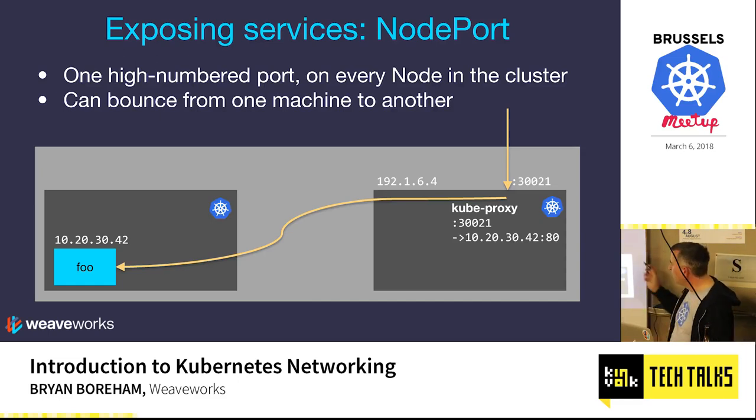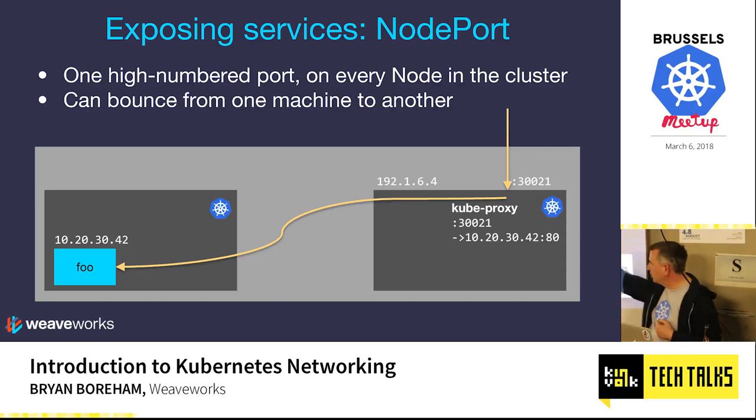What is a node port? Node port is the default kind of service you get if you don't say you want any other kind of service, if you want to expose a service outside the cluster. In Kubernetes, if you get a node port, it will arrange things so your service has a funky port number like 30,021, some high port number that it picks to try not to clash with anything else. And you can call it on any machine in your cluster. That's the meaning of node port.